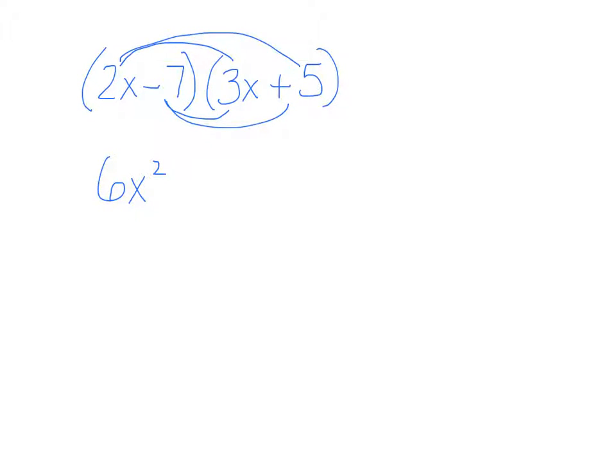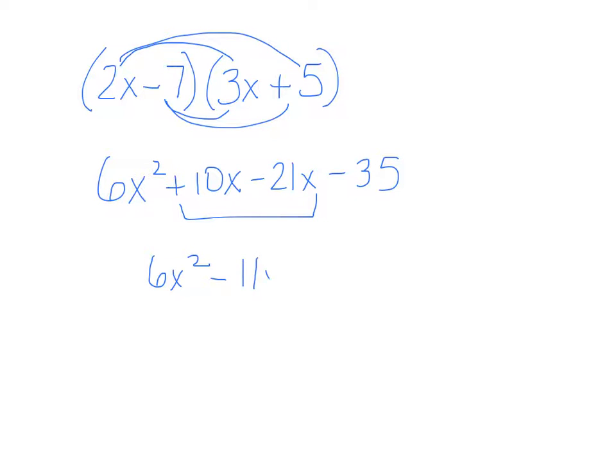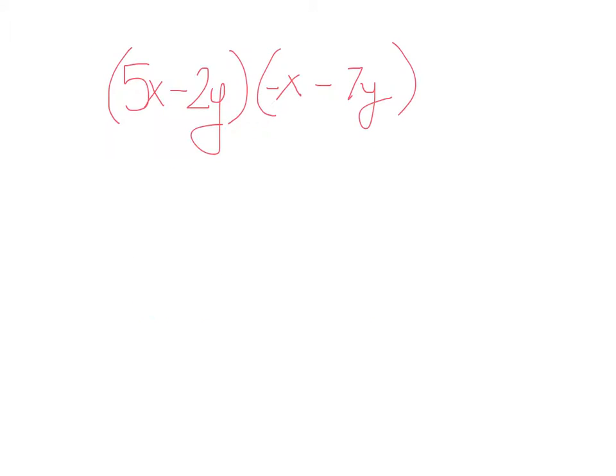2x times 5 gives me 10x. Negative 7 times 3 is negative 21x. And negative 7 times 5 is negative 35. I now combine like terms in the center, and that gives me 6x squared minus 11x minus 35. And that's my answer. Now we're going to multiply binomials with more than one variable.